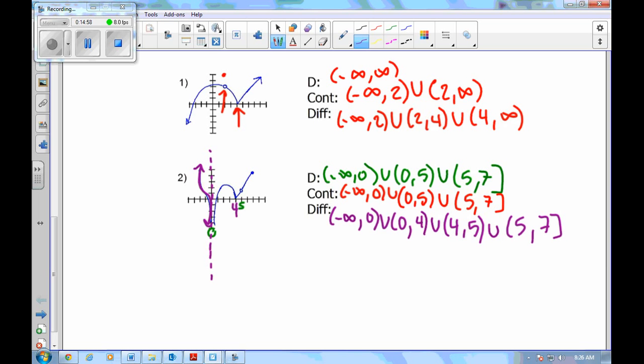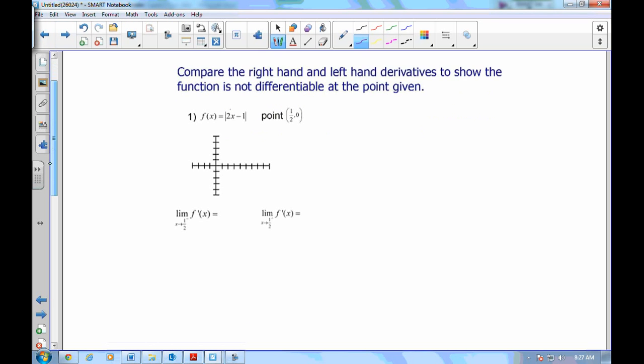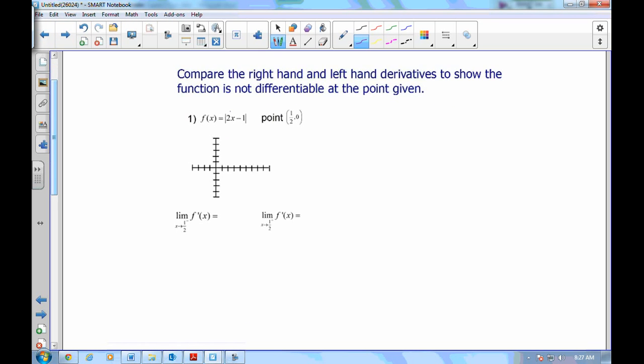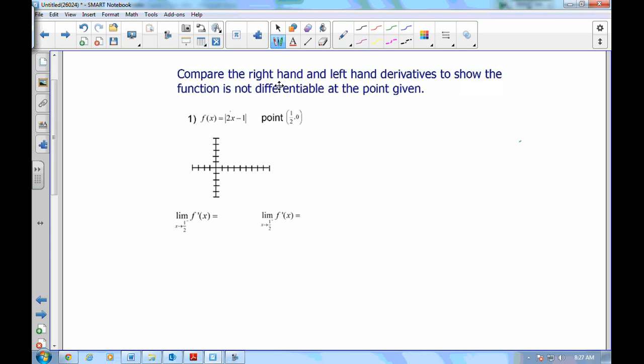Compare the right-hand and left-hand derivatives to show that the function is not differentiable at the given point. Here's the absolute value. We looked at this briefly today already. So if you're going to drop the absolute value sign, there are two parts to absolute value. There's a negative part and a positive part, right?